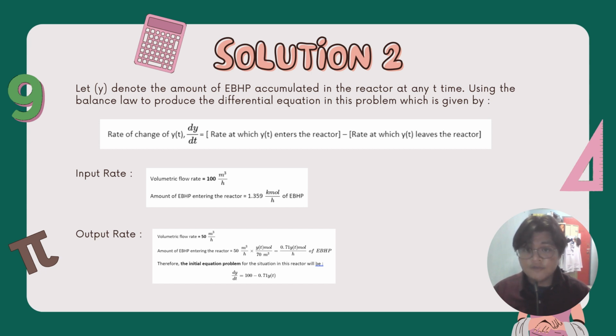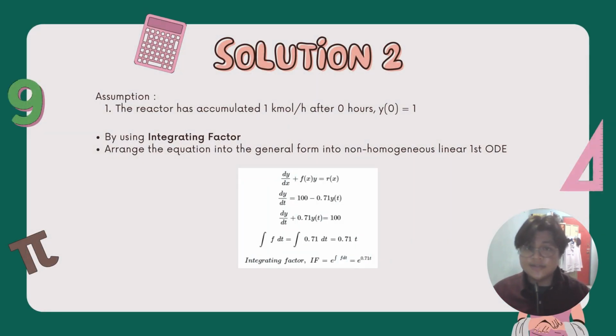The output rate is the volumetric flow rate of 50 meter cubed per hour, and the amount of ethylbenzene hydroperoxide leaving the reactor is 50 meter cubed per hour times y(t) mol over 70 meter cubed, equal to 0.71 y(t) mol per hour of ethylbenzene hydroperoxide. Therefore, the initial equation of the problem for the solution in this reactor will be dy over dt equal to 100 minus 0.71 y(t). The first assumption is the reactor has accumulated 1 kmol per hour after 0 hours.